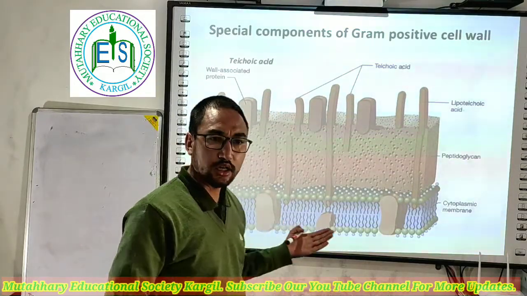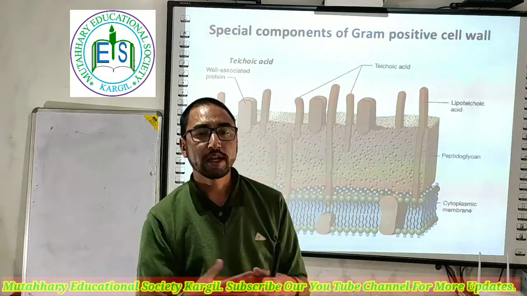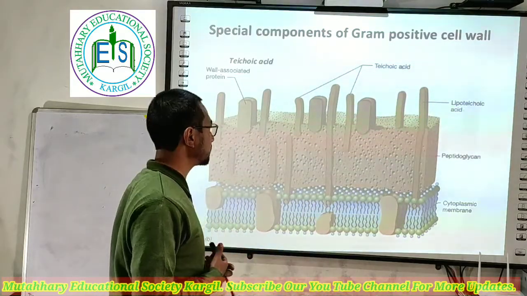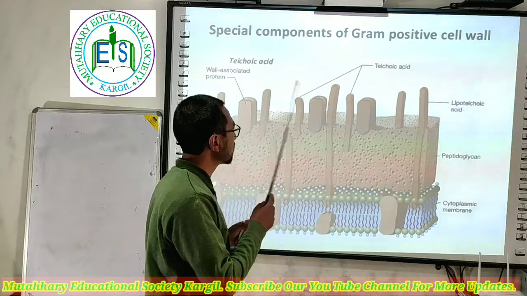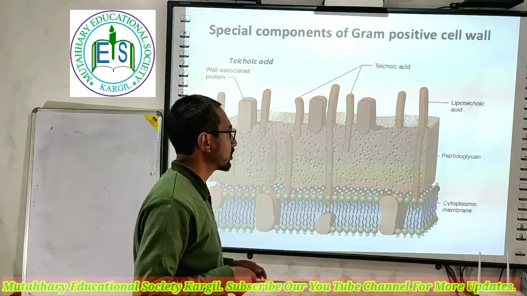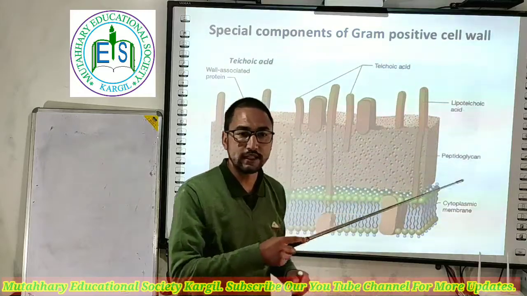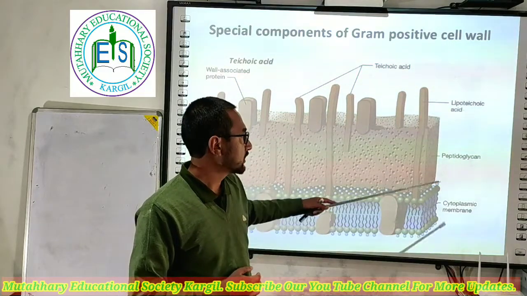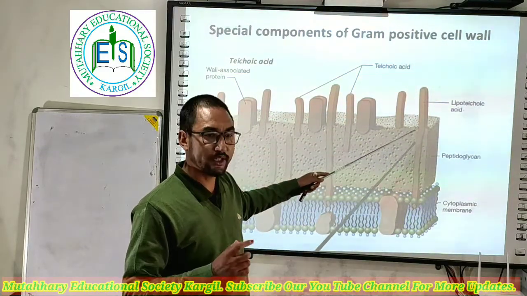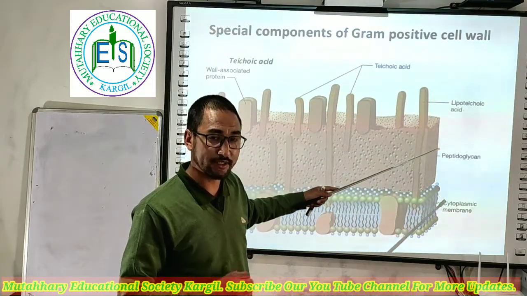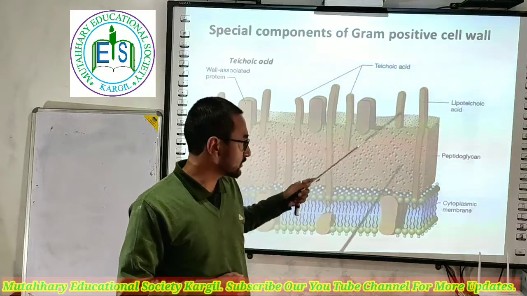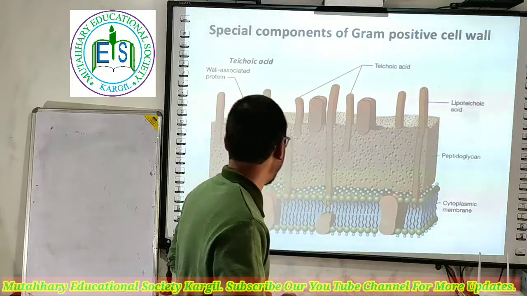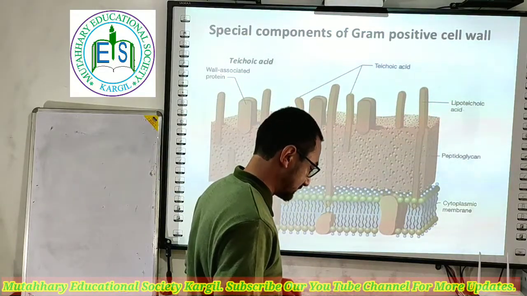So this is again trying to magnify the different components of the bacterial cell wall, of gram-positive type. So these are teichoic acid molecules, those elongated, rod-like structures, and this is your peptidoglycan layer, and this is your cytoplasmic membrane. That means first you have the cytoplasmic membrane, then you have the peptidoglycan layer, which is very thick, constitutes nearly about 90% of the cell wall, and in between these peptidoglycan molecules there are embedded teichoic acid molecules.